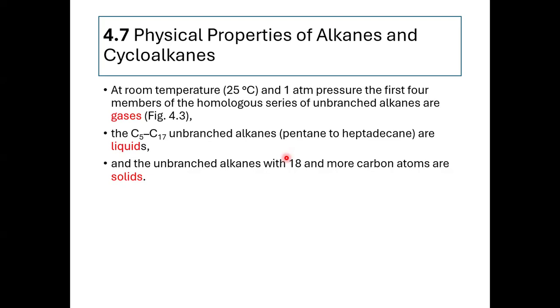Normally the physical properties of alkanes and cycloalkanes depend on size at room temperature, 25 degrees Celsius and 1 atmosphere pressure. The first four members of unbranched alkanes are actually gases, and higher than that, you expect them to be liquids from carbon 5 to carbon 17, and above that, carbon 18, you expect them to be solid. So if you are using, for example, mineral oil, I expect that one to be between carbon 5 and carbon 17. That's a kind of petroleum source of alkane.